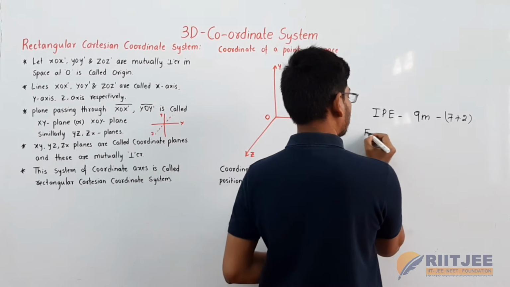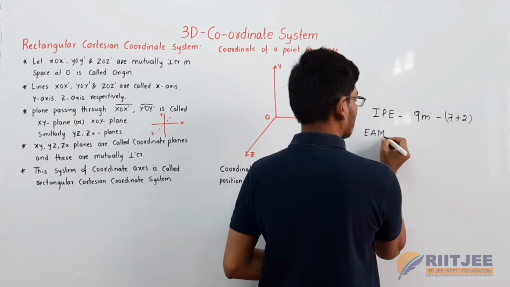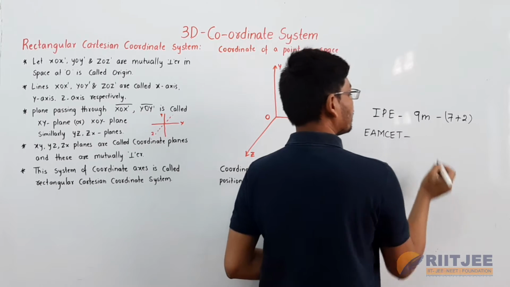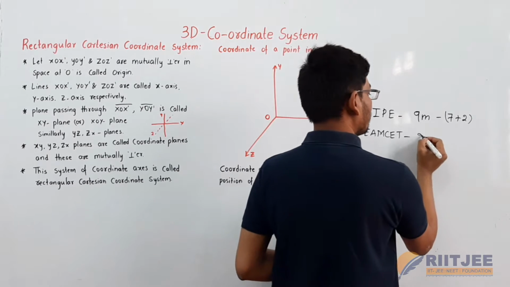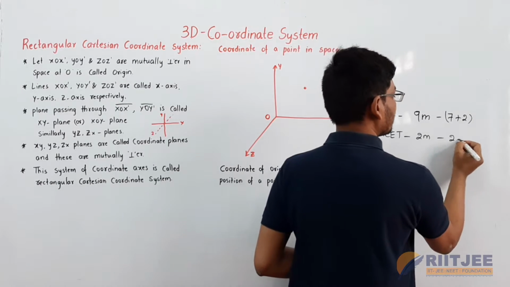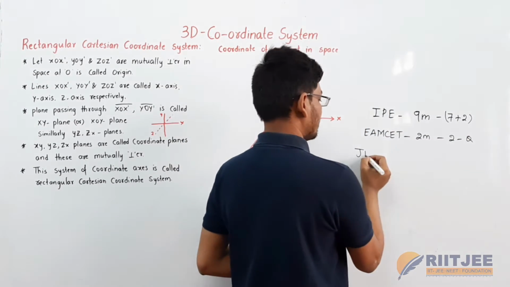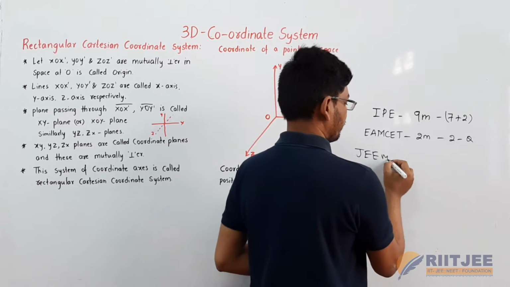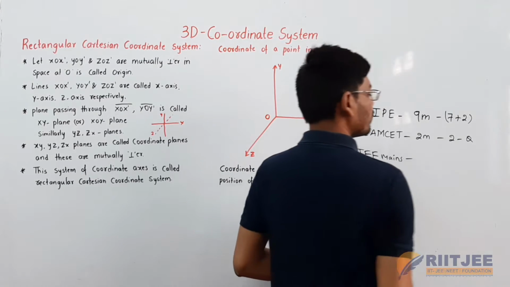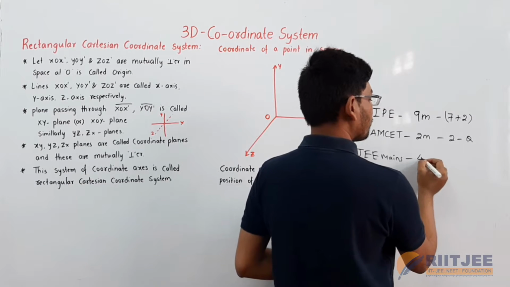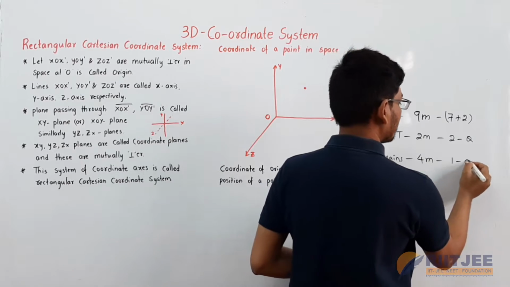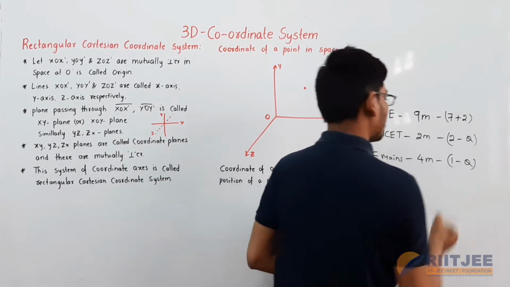When it comes to MSET, they will ask for 2 marks and 2 questions from this chapter. And when it comes to JEE Mains, they will ask for 4 marks and 1 question; there is a possibility to get it from this chapter.